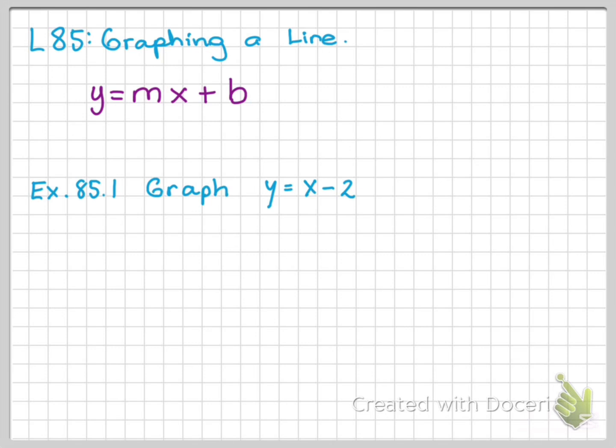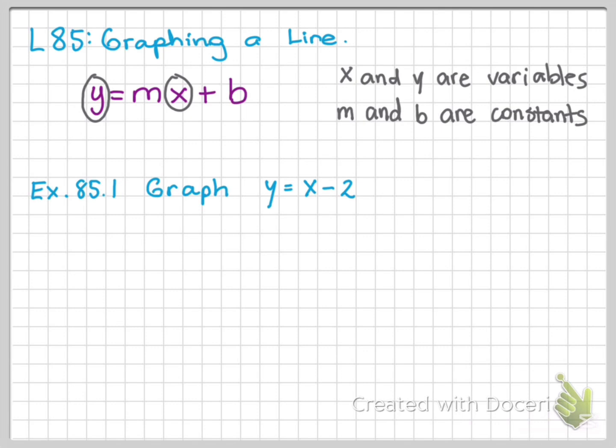We have two variables, which are y and x. And that means that they're going to be changing. That's what variables means, that we can change the value that they have. But we also have two constants, which are m and b. And what that means is that they don't change. Once we have a value for them, that's what the value is for that exercise.